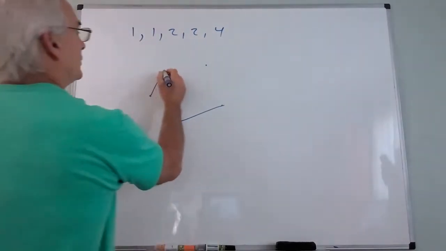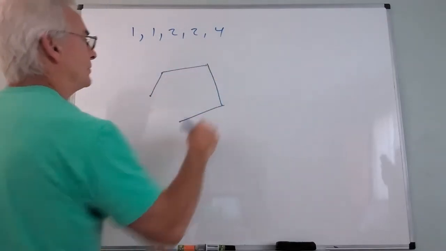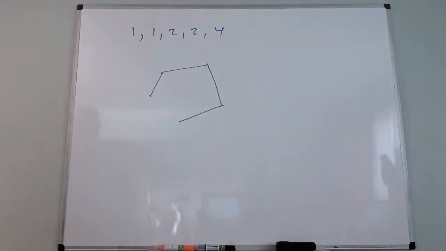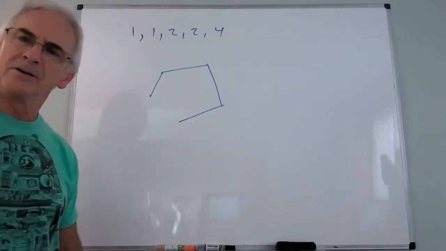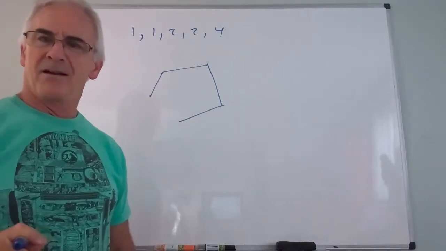Now I need a couple of 2s. Great. So those guys are now 2s. Oh, but darn, I need a 4. Right now I have 1, 1, 2, 2, 2. How can I get a 4? Anybody? Because you guys did this.